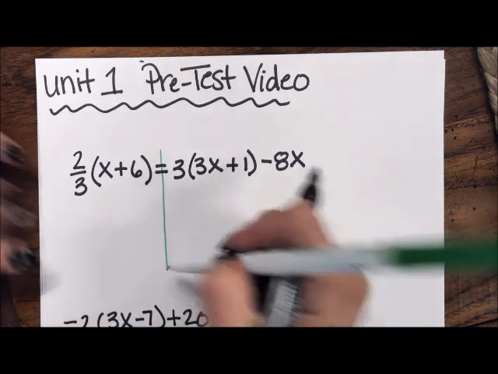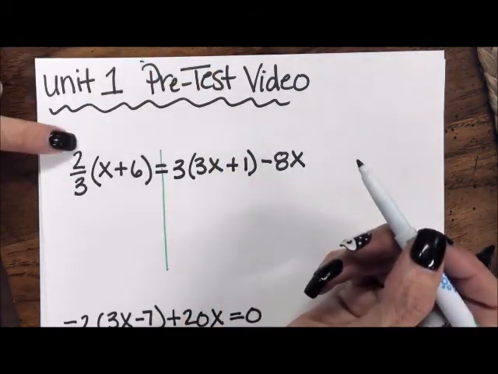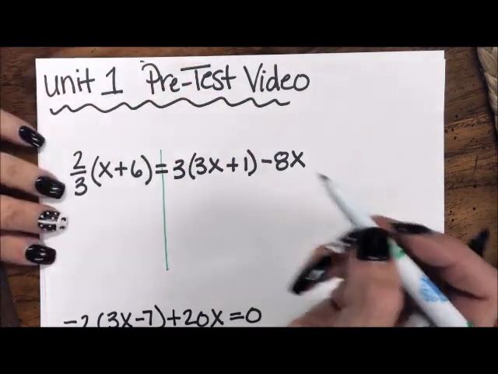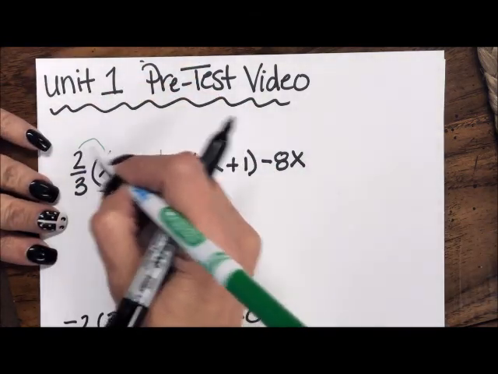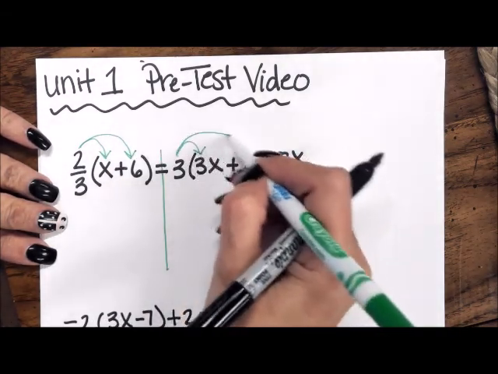You are going to have one with fractions on your test. So if you want to take a second and write it down: 2/3 times (x plus 6) equals 3 times (x plus 1) minus 8x. I'm going to start off hippity-hoppity, distributive property. And I'm going to multiply all of this.